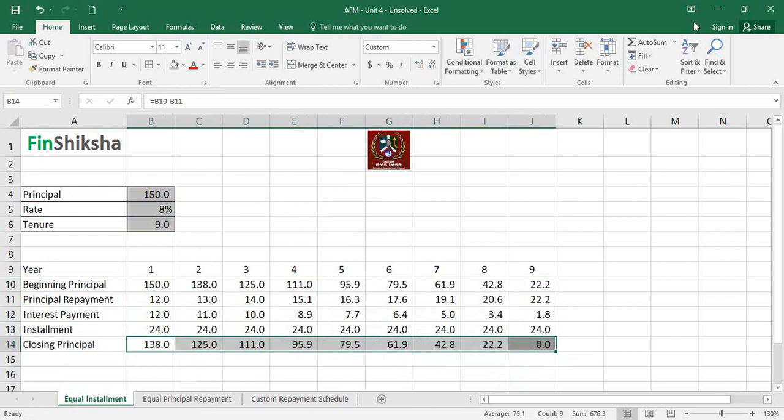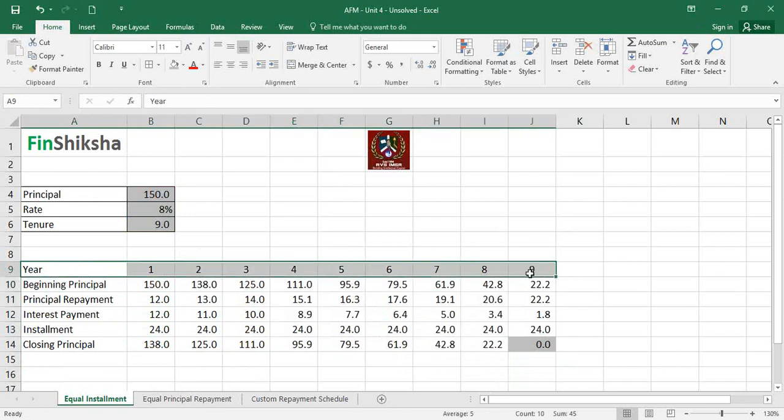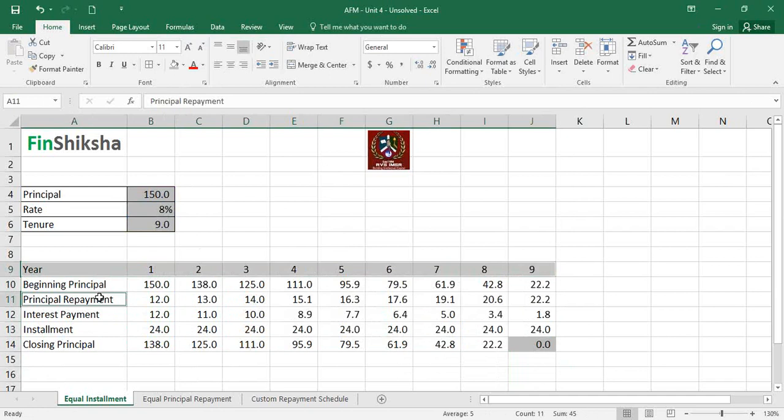We can also try and create a small graph around this, which might give us a broader idea on how this is being paid. So what we probably need to do is put years and select the principal and interest repayment.